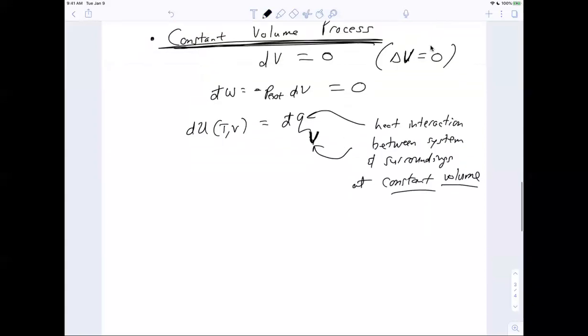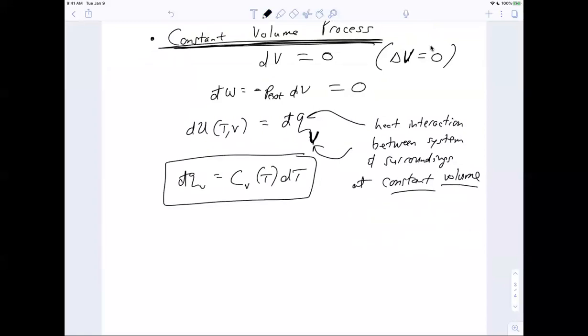So this is actually very interesting. We can write dq sub v now. We saw this earlier as the constant volume heat capacity, C sub v, which is a function of temperature in general, times dT. So we saw this a few lectures ago. This is how we can relate heat to changes in temperature. And since this process is constant volume, we have to use the constant volume heat capacity, C sub v.